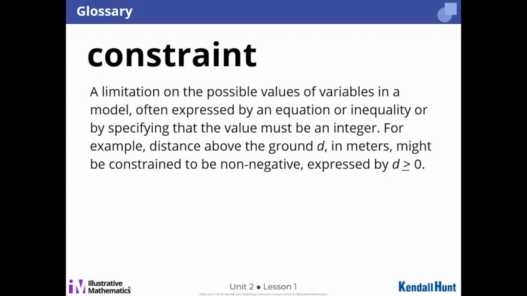For example, distance above ground, d, in meters might be constrained to be non-negative, expressed by d is greater than or equal to 0. Meaning, our heights either need to be 0, which means the object is on the ground, or it needs to be positive, which means it is above the ground, but it cannot be negative because that would mean it is below ground.